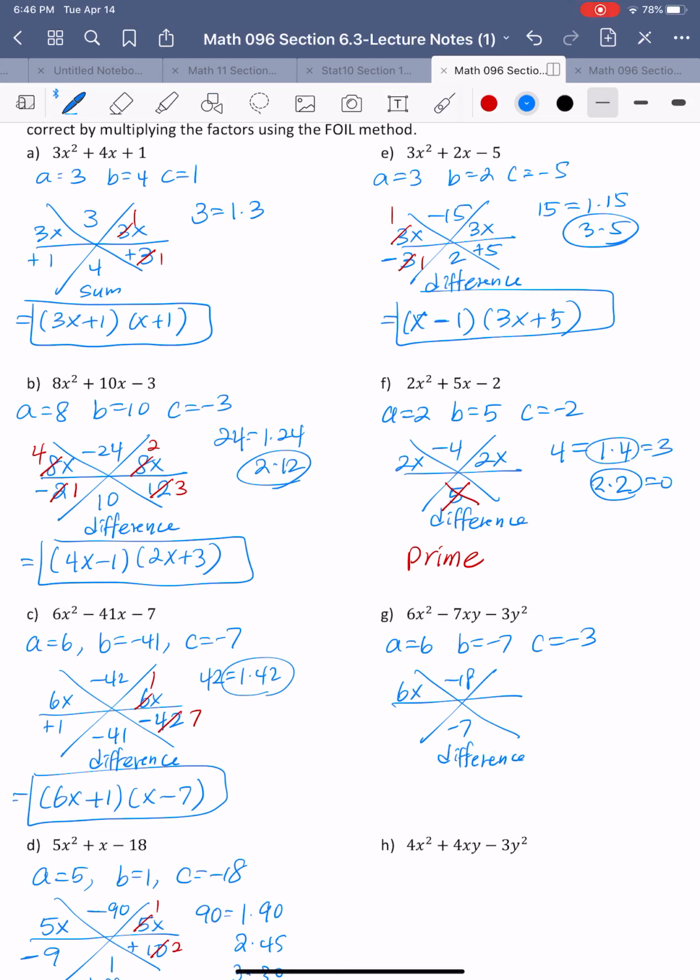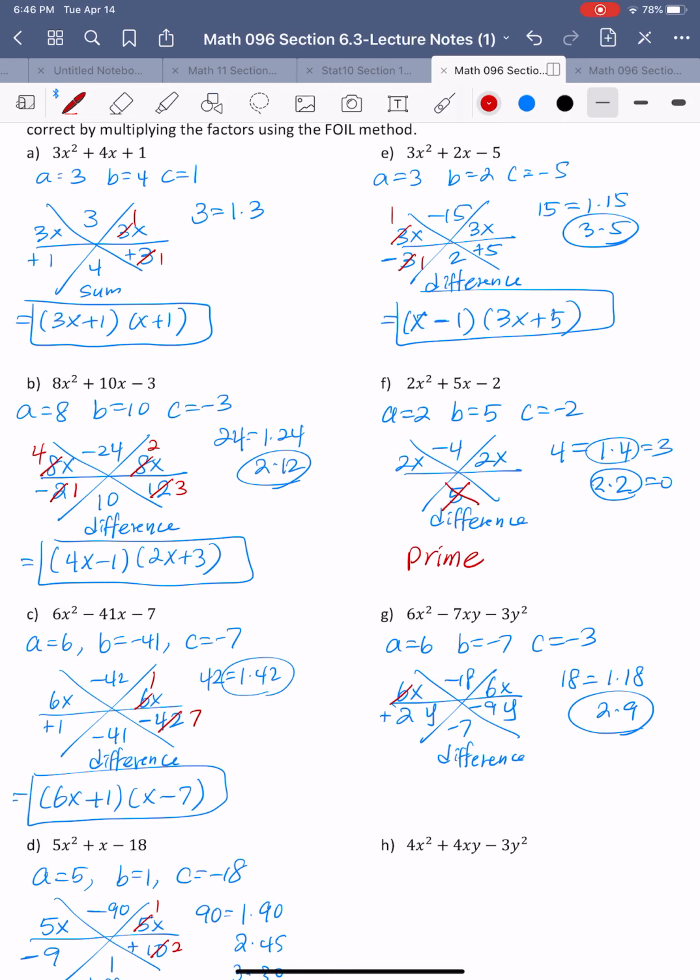And then 6x and 6x, but there's a y too, so I want to put another variable on the bottom, okay? And then find the 18. 1 times 18, 2 times 9. But don't you see we already got 7? So it will be 2 and 9. But I need a negative 7, so negative 9 and plus 2.